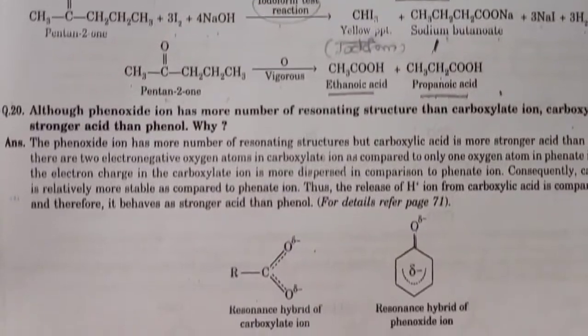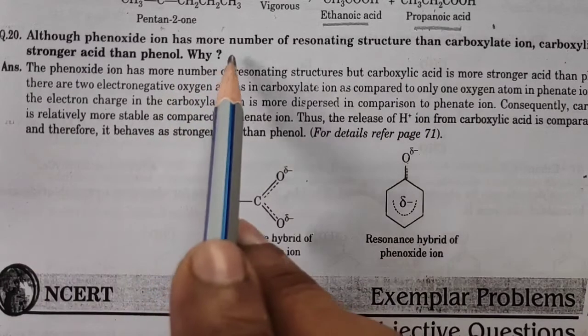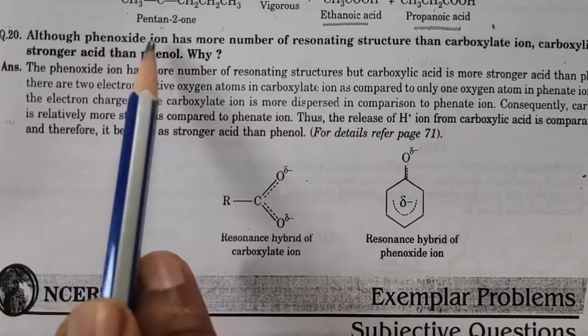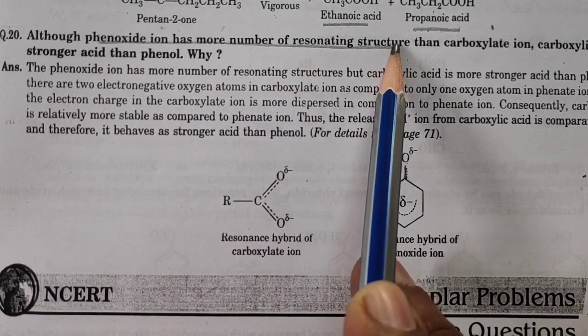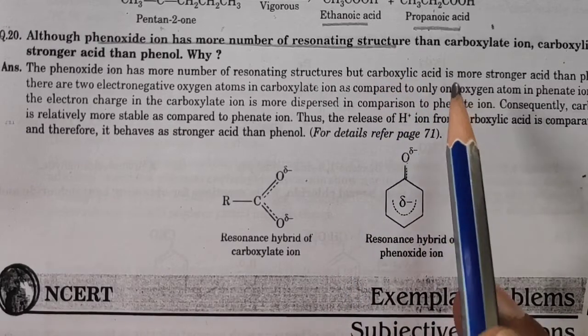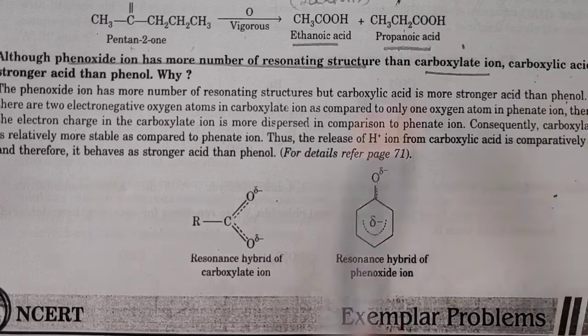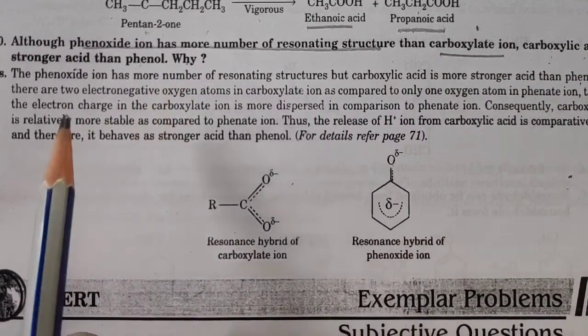Understood this part? Now the last question of this topic, what we say here. Here the question is, this can also be asked as a give-reason question for 2 marks, what we say. Although phenoxide ion has more number of resonating structures, because we have studied that more resonating structures means more stability, than carboxylate ion, which has only one structure, carboxylic acid is a stronger acid than phenol. Give the reason. Okay. So now what is the reason for that?